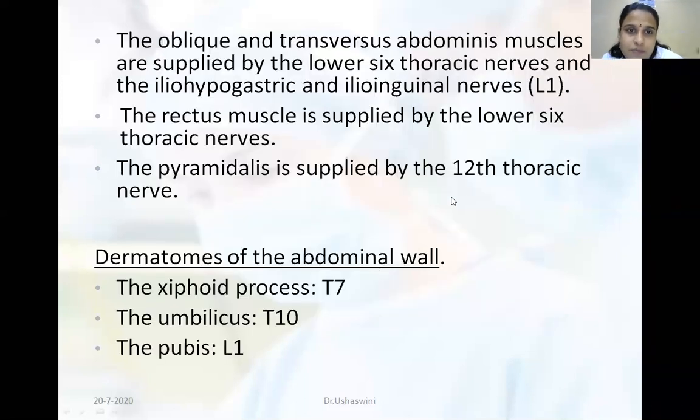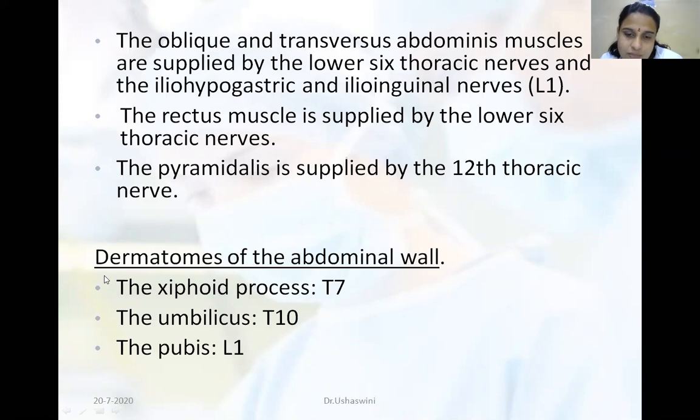Next, the oblique and the transversus abdominis muscles. The two oblique muscles and the transversus abdominis muscle are supplied by the lower 6 thoracic nerves, that is T7 to T12, and the iliohypogastric and ilioinguinal nerves. This you have to know to have an idea of the nerve supply. The rectus muscle is supplied by the lower 6 thoracic nerves, and the pyramidalis muscle is supplied by T12.